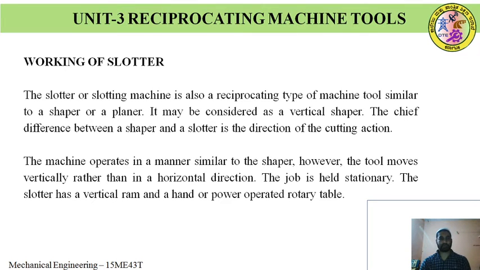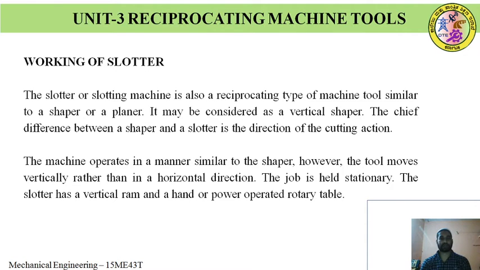Today we are discussing the working of the slotter. As you know, the slotting machine is very similar to the shaper machine. The only difference is that in the slotting machine, the ram holding the tool reciprocates in the vertical direction. Remaining everything is the same as the shaper. A rotating table is provided for holding the workpiece, mounted on the cross slide upon the top of the bed.